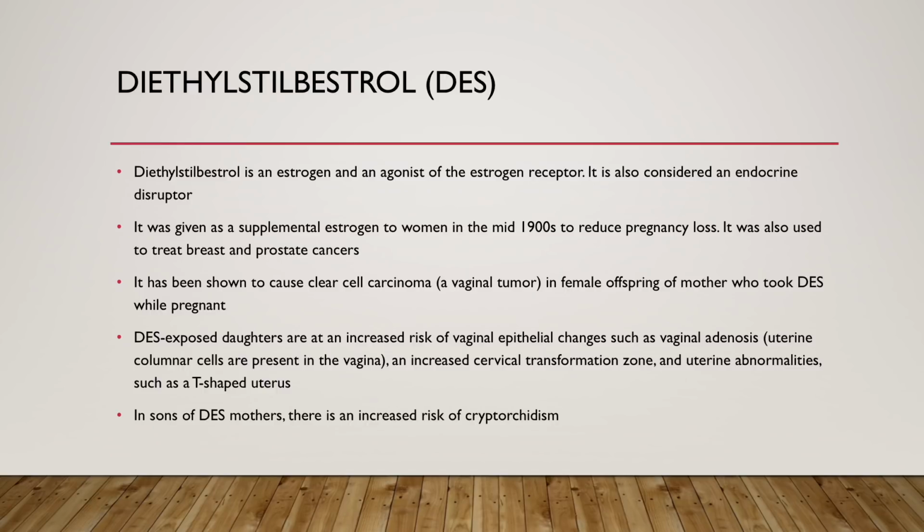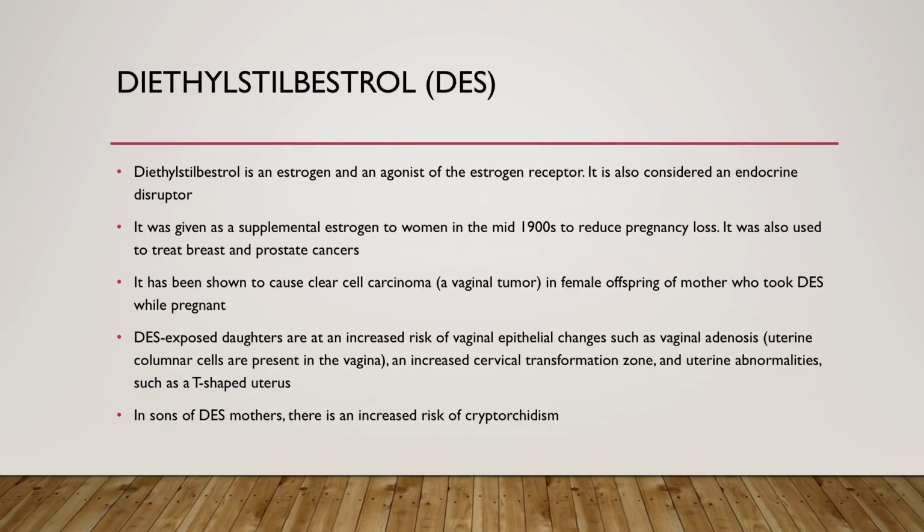However, there were many cases where women who had children after taking DES were noticing problems with their daughters and also with their sons. Many of their daughters were shown to have clear cell carcinoma, a vaginal tumor, which is not very common normally, and this was found to be linked. Because of this link, DES is no longer used.